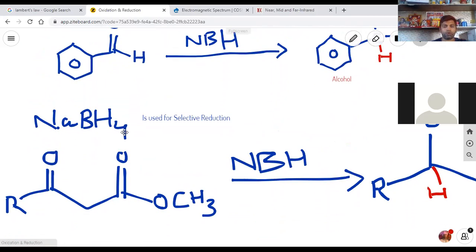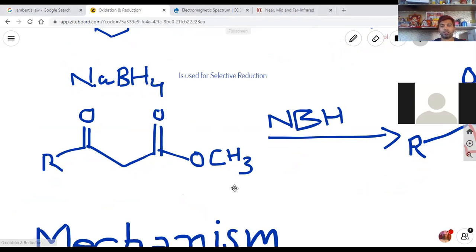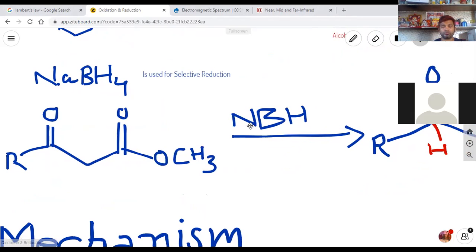Now, sodium borohydride is used for selective reduction, because it is a weaker reducing agent. It cannot reduce all the carbonyl compounds, all functional groups. For example, it cannot reduce carboxylic acids, and it cannot reduce esters. Suppose we have this molecule, in which we have this ketone group and this ester group. This ketone group can be reduced by sodium borohydride.